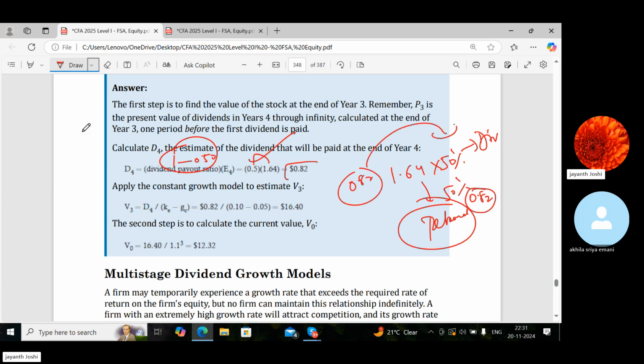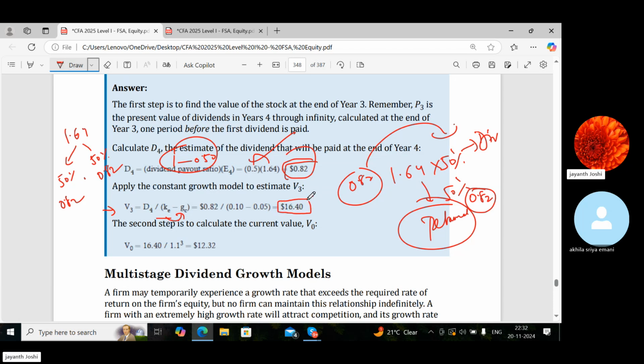See, 1.64 is our earnings, right? 50% goes for dividend payment, 50% goes for retention. 0.82 goes for retention, 0.82 goes for dividend payment. So we got the dividend of the fourth year. Now we can find out the stock value at the end of year 3 by taking the future value of the dividend in year 4, as 0.82. We will take that future value and discount it with the cost of equity by adjusting the growth rate to get the stock value at the end of year 3.